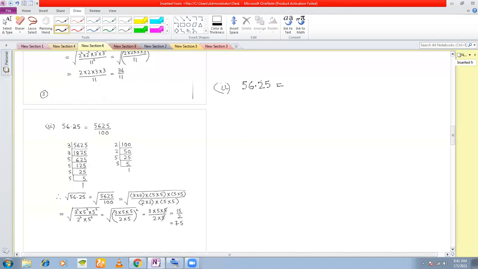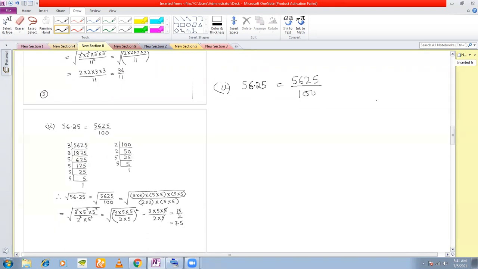We are going to first convert it to a fraction. Write this as 5625 divided by 100, because we are shifting two places of decimal to the right. When you are shifting two places, you will have to divide by an equal number of zeros, right? So 56.25 is written as 5625 divided by 100.